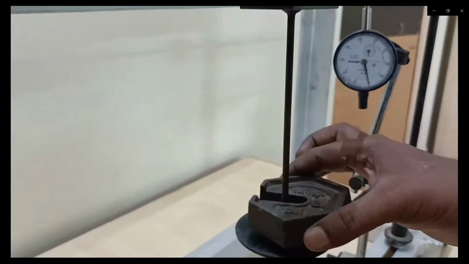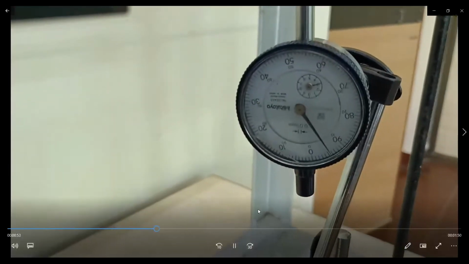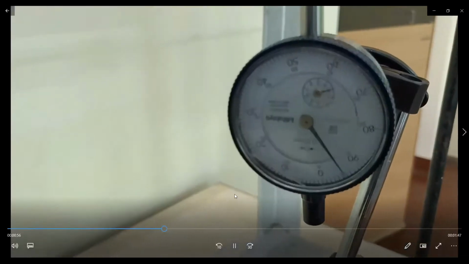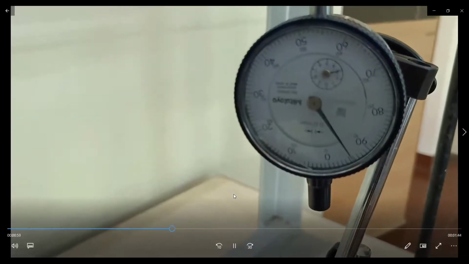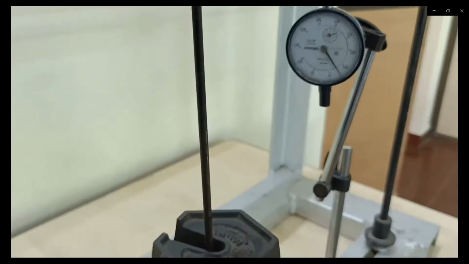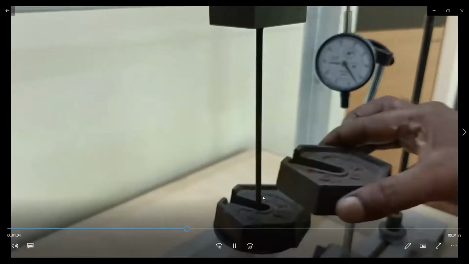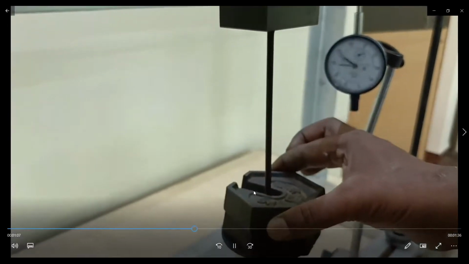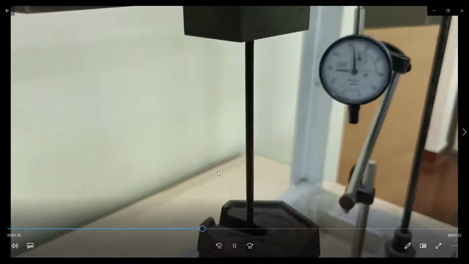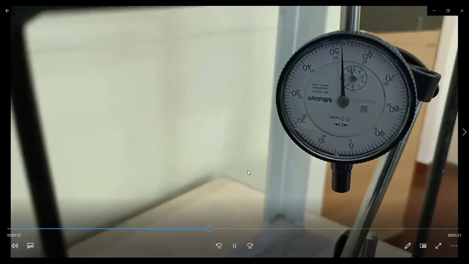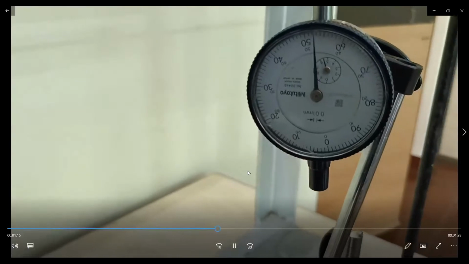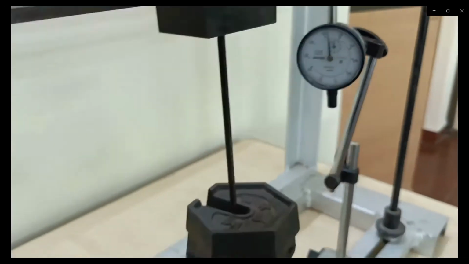So 0.5 kg is added. Another 0.5 kg is added. So totally 1 kg is acting on the beam. We are not following these readings; this video is for demonstration purpose.